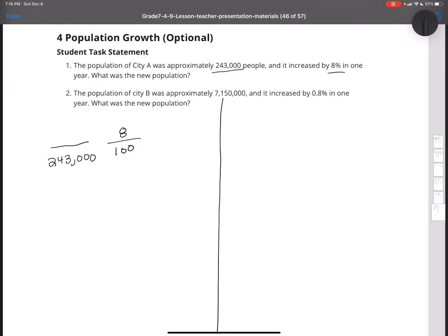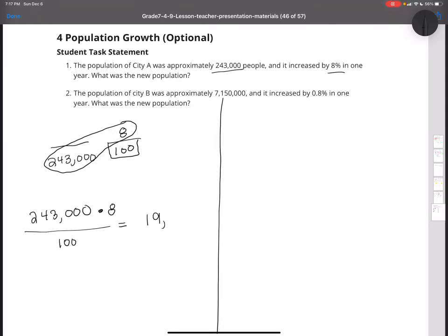So, all right. So I want to multiply 8 times that number, the population, and I want to divide it by 100. Okay, so times 8, and I'm going to divide it by 100, which I get, and I'm going to put this math problem up here so you guys know where I get this number from. Times 8 divided by 100 is equal to 19,440, okay, people.